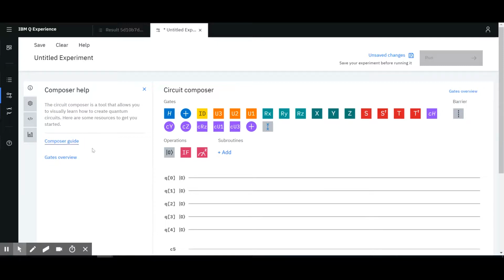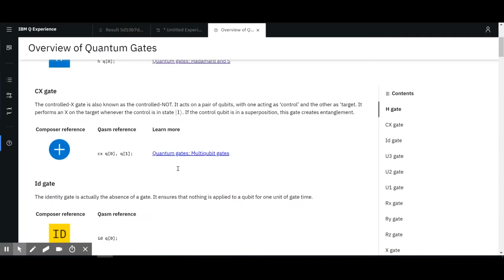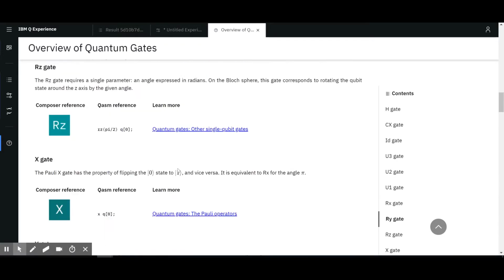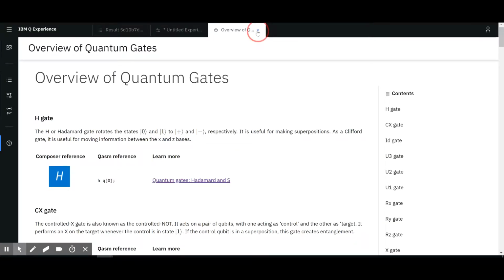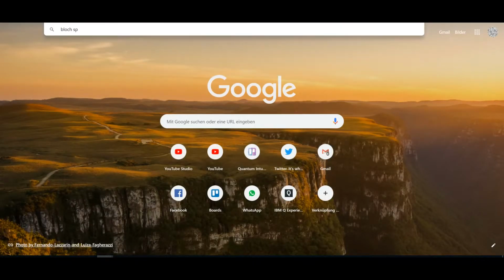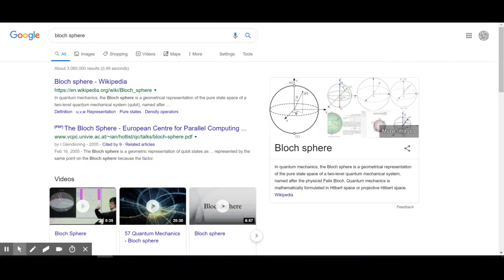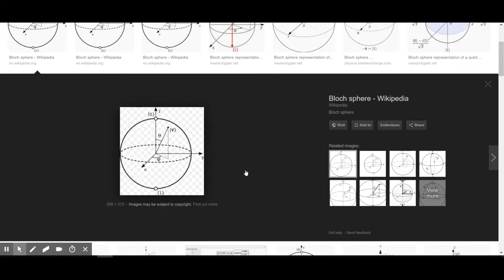So let's see. What I find really helpful in here is that you have sort of an overview of what all the gates do, and I think that's super useful. I'm missing having maybe the Bloch sphere visualization, which helps to understand this three dimensionality. Let me take a look at the Bloch sphere. That's basically what we have, right?